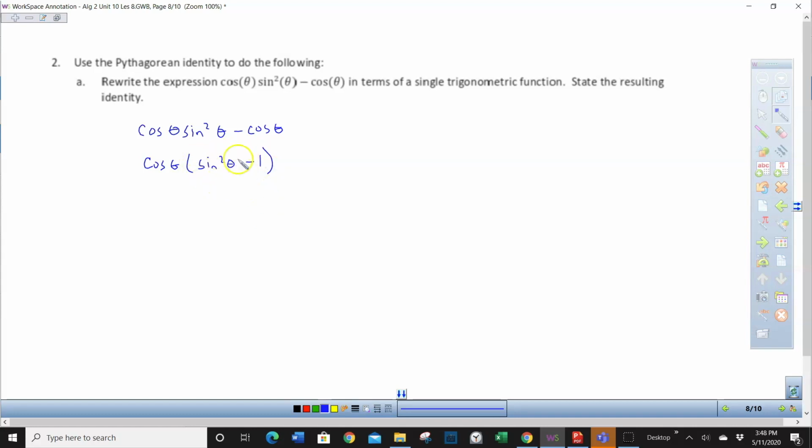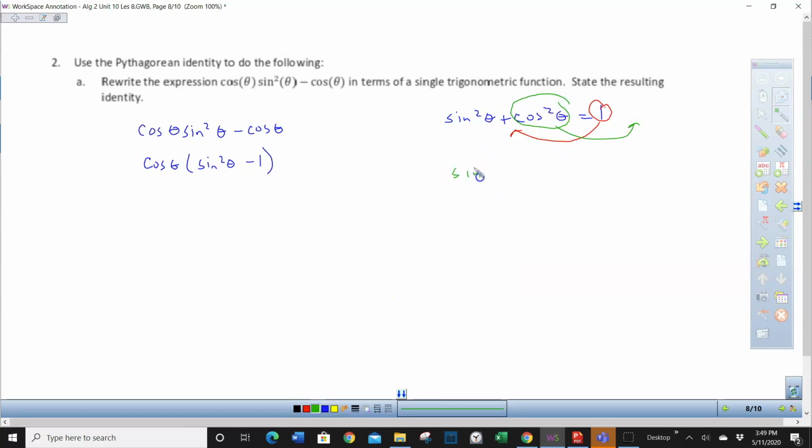Well, anytime I see sine squared and a 1, cosine squared and a 1, then I always think of my Pythagorean identity. And I think, is there a way I can rewrite this so that part of it looks like this? So I want this to be a minus 1 with the sine squared, so that means I need to move this to this side, and then I'm going to move the cosine squared theta to this side. Okay, so let's do that.